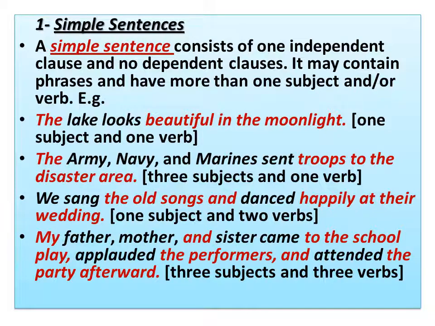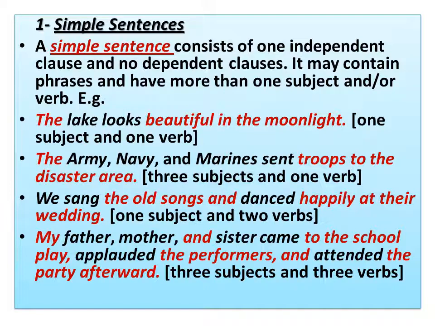ومعايا examples كتيرة. The lake looks beautiful in the moonlight. هنا أنا عندي one subject one verb. The army, navy and marines sent troops to the disaster area. عندي three subjects. هما فين ال three subjects؟ الارمي والnavy والمارينز. وjust one verb. We sang the old song and danced happily at their wedding. عندي one subject وعندي two verbs اللي هما sang and danced. My father, mother and sister came to the school play, applauded the performers and attended the party afterwards. عندي three subjects with three verbs.